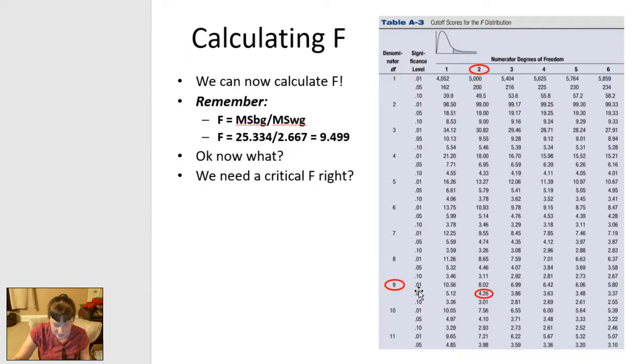And so now we have to decide. Which significance level do you want? Do you want to use an alpha of 0.05? Or do you want to use an alpha of 0.01? Or do you want to use an alpha of 0.1? We're probably going to use 0.05, right? And so our critical value for 2 and 9 degrees of freedom is 4.26.